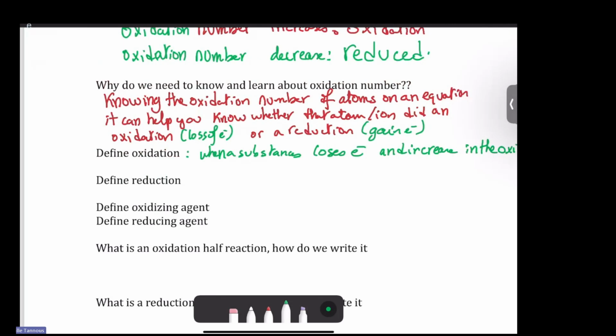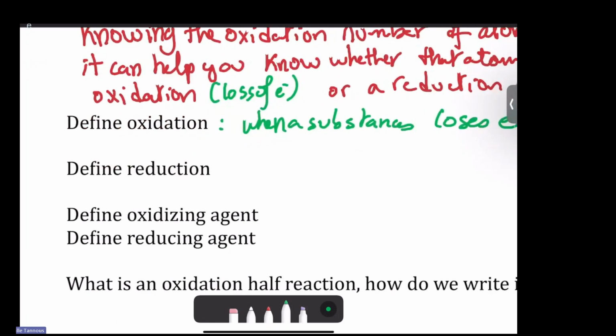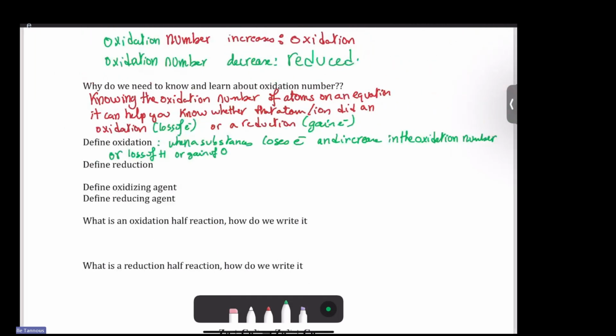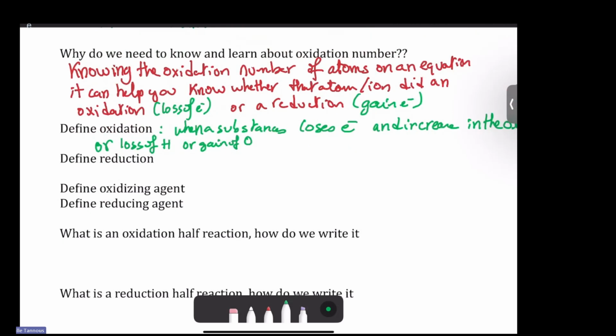Also, I can define oxidation by saying that, instead of saying loss of electrons, I can say loss of hydrogen or gain of oxygen. I need some space here to write it. I'll put the definition of reduction and then I'll give you examples of loss of hydrogen and oxygen. That would be better.